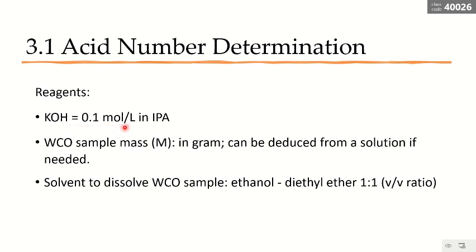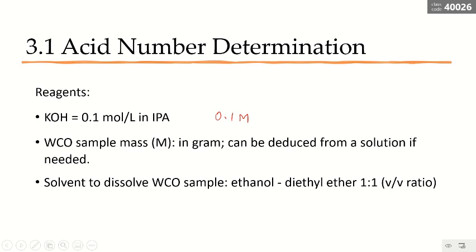Sometimes we also write it 0.1 M. Okay, that is the same meaning. In IPA means not in water.